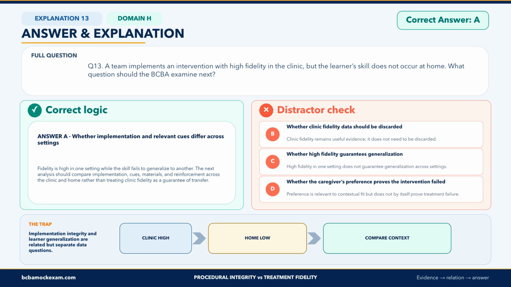B. Clinic fidelity remains useful evidence. It does not need to be discarded. C. High fidelity in one setting does not guarantee generalization across settings. D. Preference is relevant to contextual fit, but does not by itself prove treatment failure. High fidelity is setting-specific evidence. Compare implementation and stimulus conditions when transfer fails.